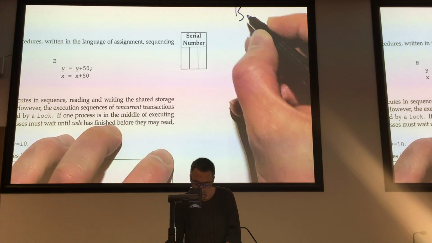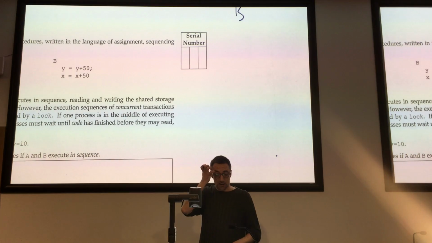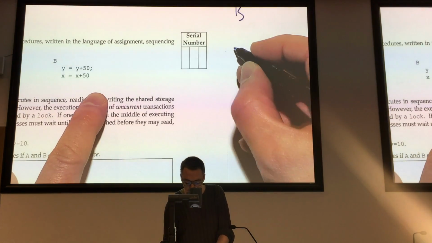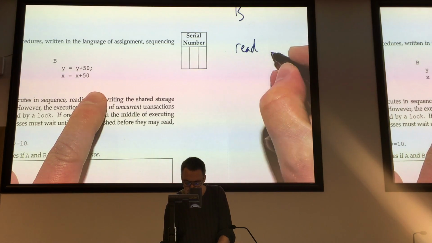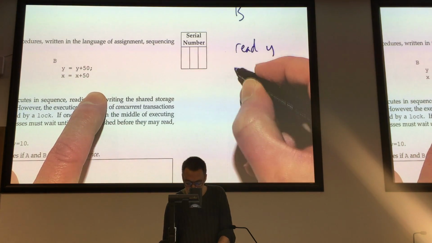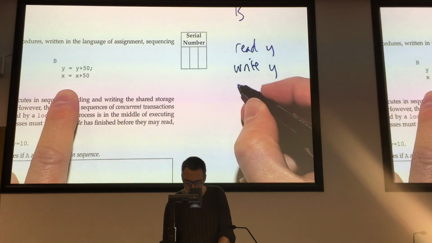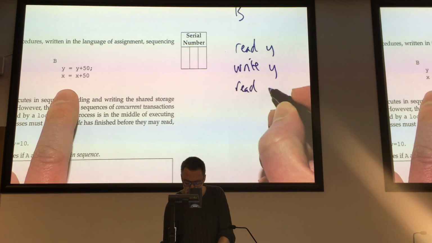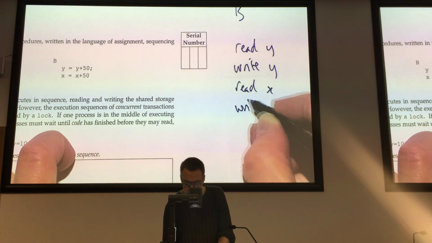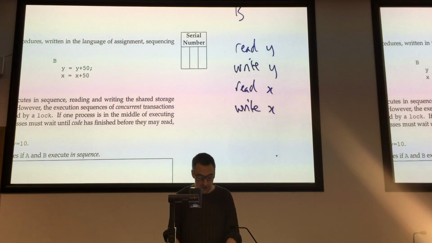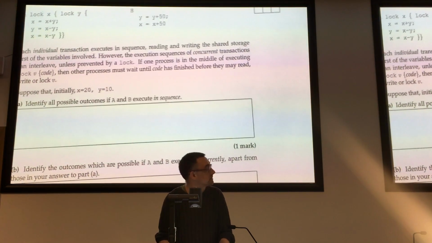B needs to compute, first of all, this assignment to Y. So B is going to read Y, and then it's going to write Y, and then it's going to read X, and then it's going to write X. Okay, so let's get on with the questions.